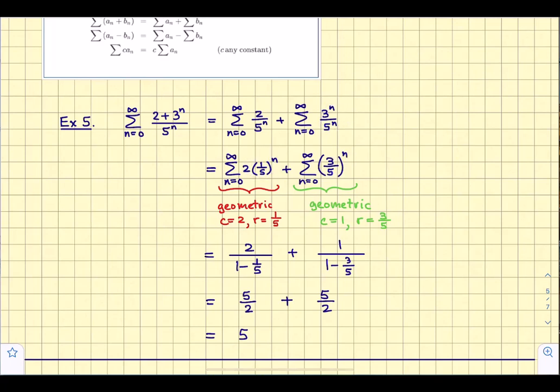If you stare at this, this is a geometric series. It does start at 0. This is a geometric series with C equals 2, R is 1/5. The geometric ratio has an absolute value less than 1, so this converges, and it converges to C over 1 minus your geometric ratio. Similarly, this has a C of 1, an R of 3/5. The absolute value is less than 1, so it converges, and therefore this series converges to C over 1 minus R. This comes out to 5/2, this comes out to 5/2, and so we just get 5 as the sum.